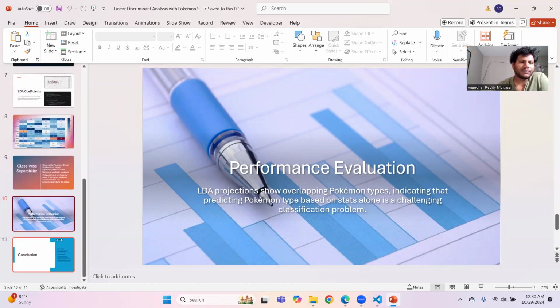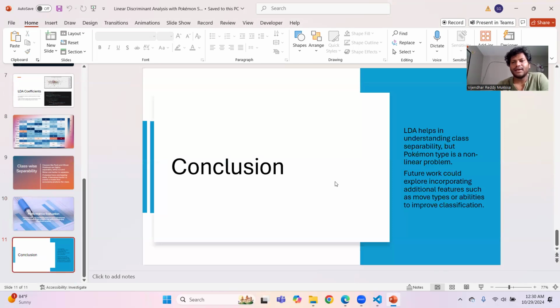And in conclusion, LDA helps in understanding class separability, but Pokemon type is a non-linear problem. In the future, work could explore incorporating additional features such as move types or abilities to improve classification.